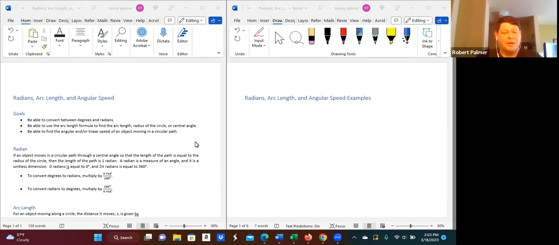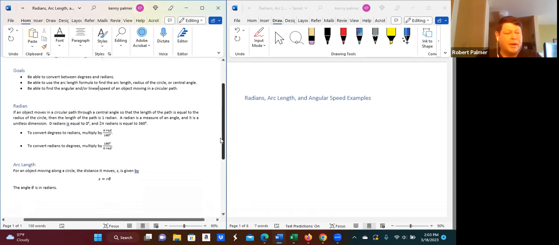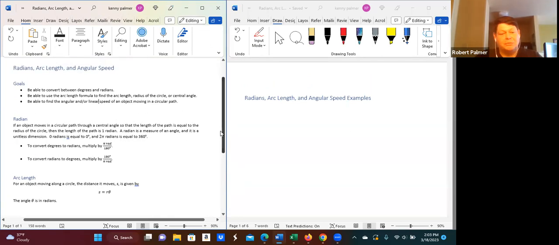So first, let's talk about radians. Radians are another way to measure angles. We're used to measuring angles with degrees, but we also use what are called radians. If an object moves in a circular path through a central angle, and the length of the path is equal to the radius of the circle, that length of the path is 1 radian.